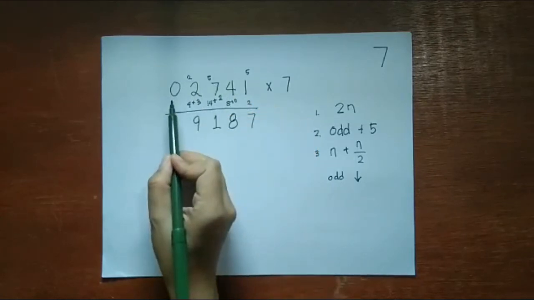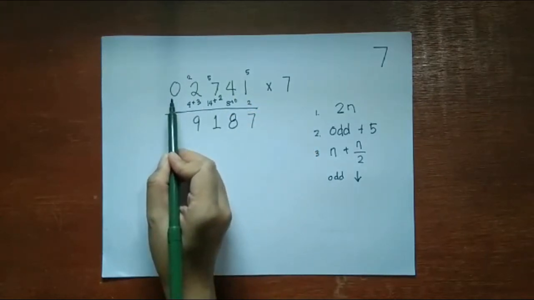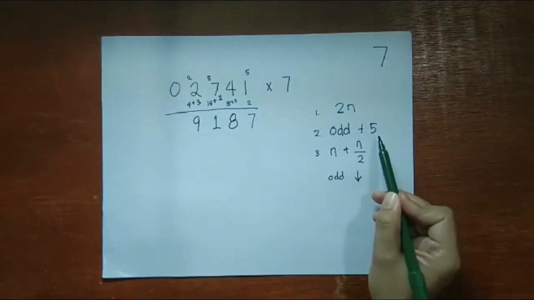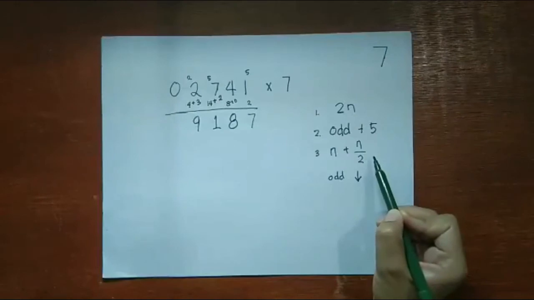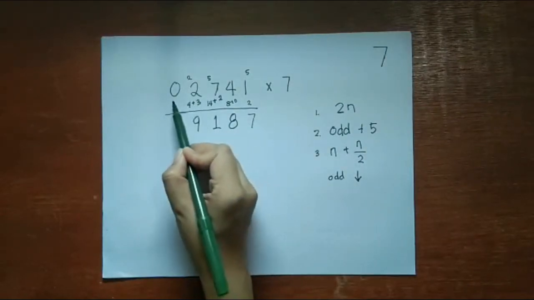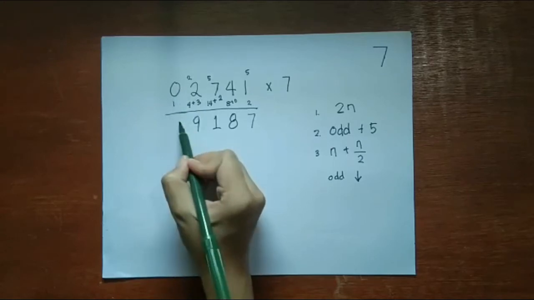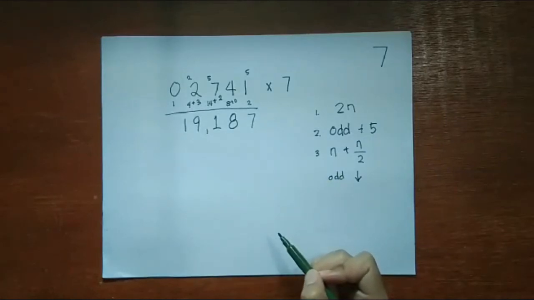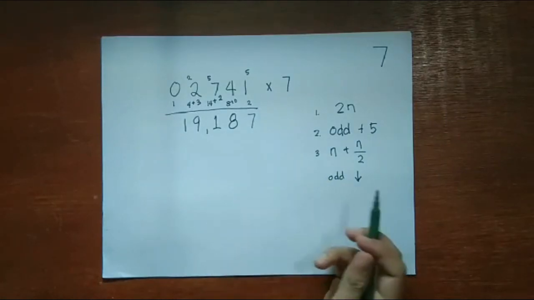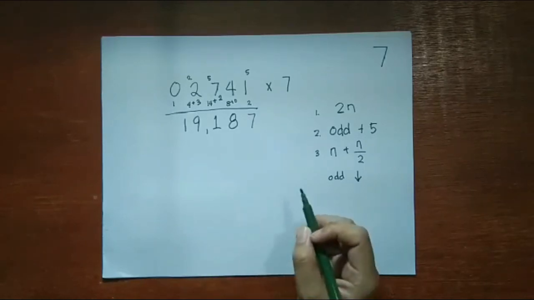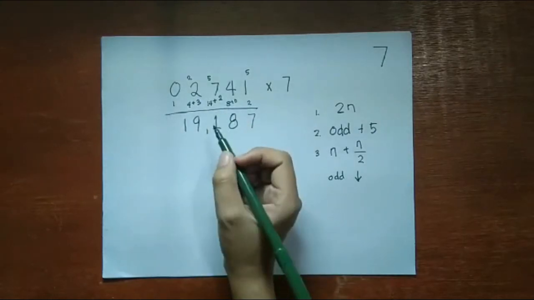Lastly, we have the number 0 here. 0 doubled is still 0. It's not an odd number, so we don't add anything to it. So the last thing we're going to do is to take the half of its number neighbor, which is 2. The half of 2 is 1, so we bring this down. Now here is your final answer, 19,187. If you check it in the calculator, you'll find the same number, because this method works not only in multiple digits but also in single digits.